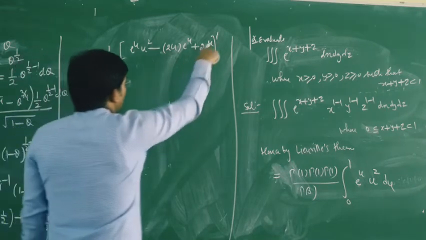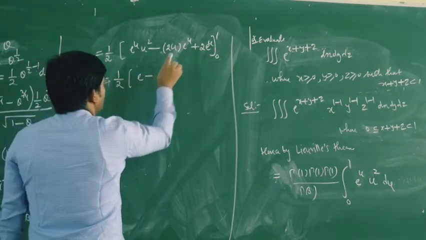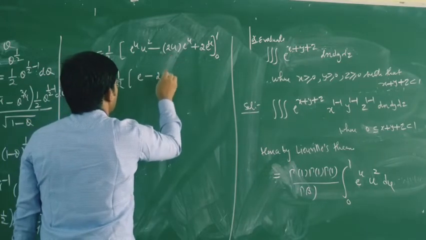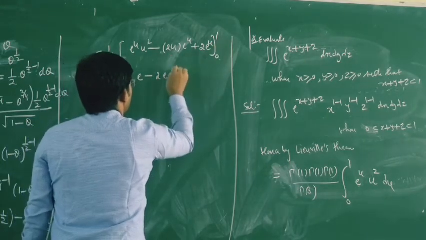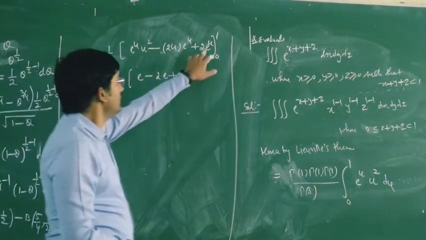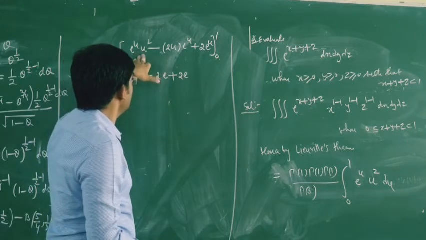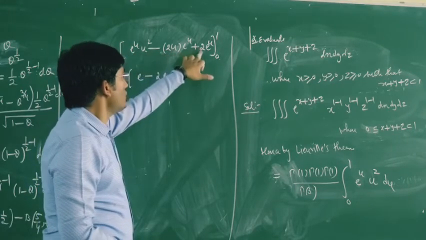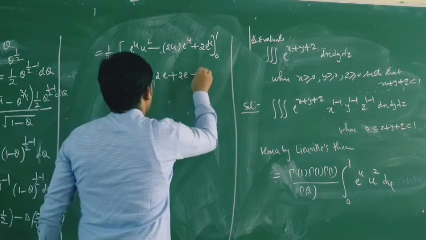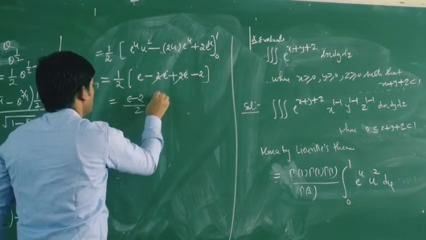Now, if you put the upper limit, then we have 1 by 2 e. Now here we will have minus 2e. Now this will be plus 2e, if you put u equal to 1. Now on putting u equal to 0, this term will be 0. This is again 0. So we have minus 2. So your solution will be e minus 2 upon 2. This is your answer.